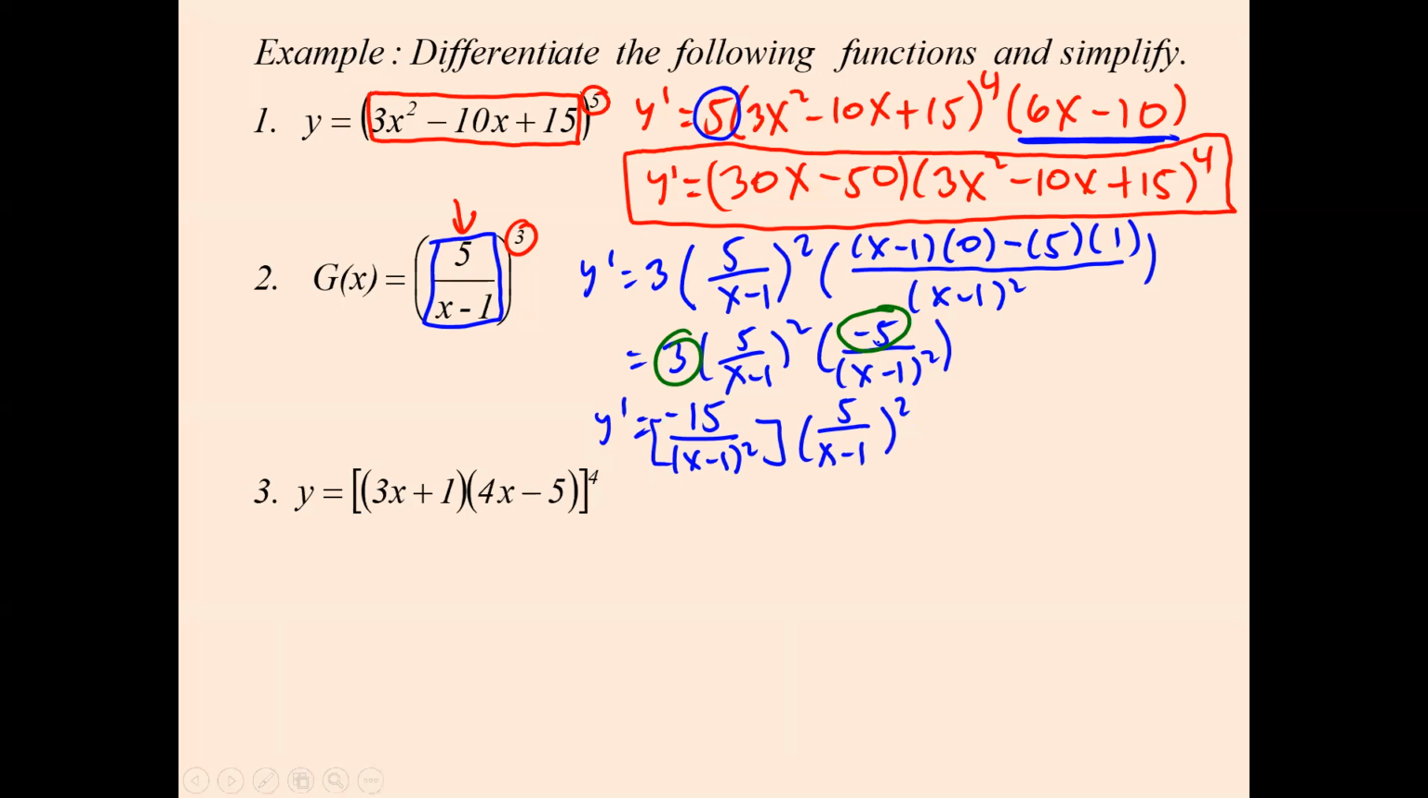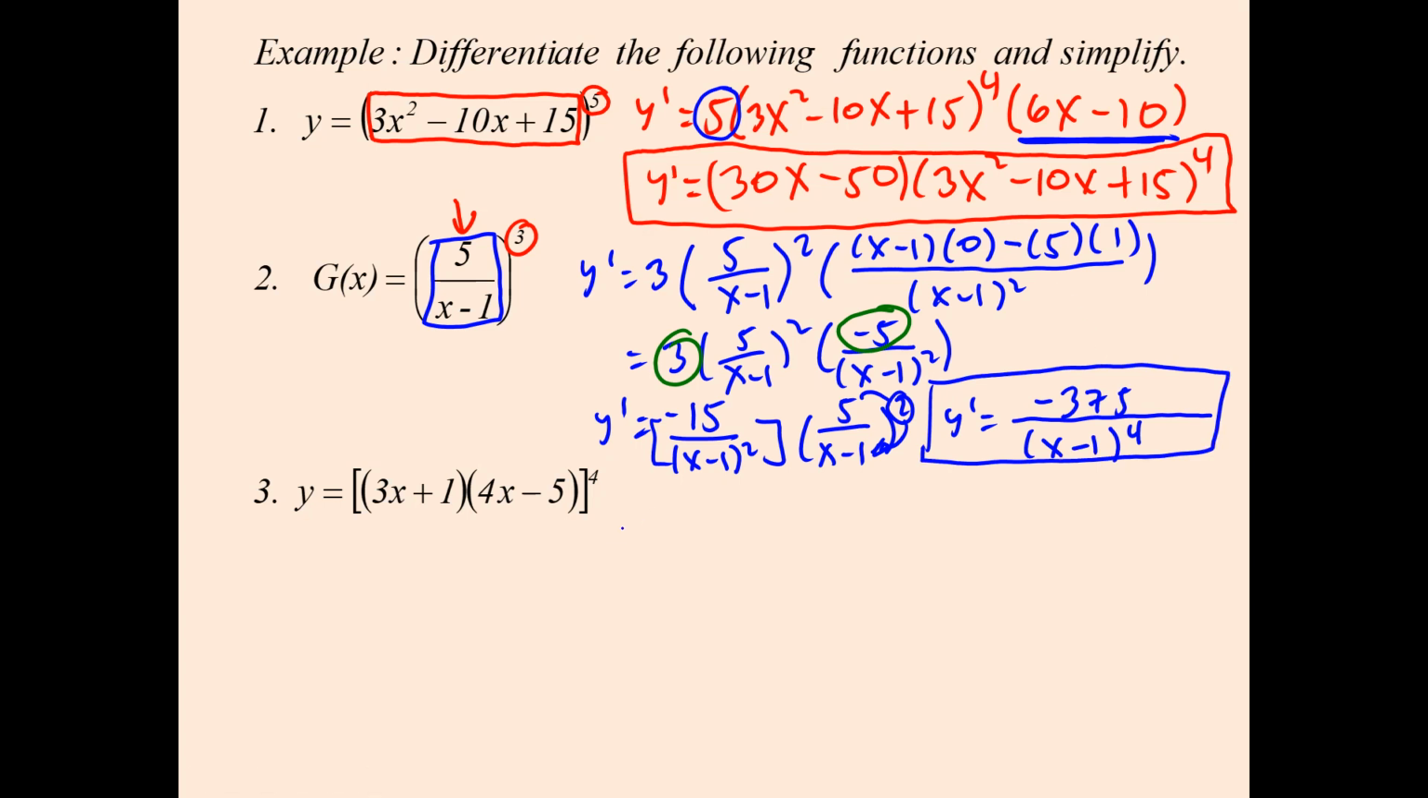Okay, so pwede pa natin tong i-simplify further. So since may square dito, pwede nating i-distribute sa numerator and denominator natin. Okay, so may magkaparehas na tayo na denominator. So, equals lang siya sa (x minus 1) raised to 4 na siya. So, 5 times 5 is 25. 25 times negative 15 is negative 375. And that is our answer.